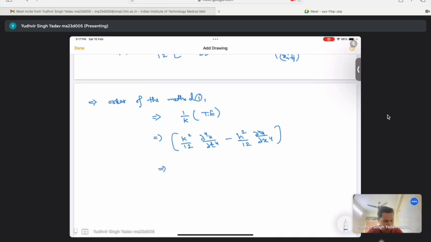So the sign doesn't matter, and the constant numerical values don't affect the order of the method. So the order of the method is k square plus h square. That is second order in time and second order in space, both.